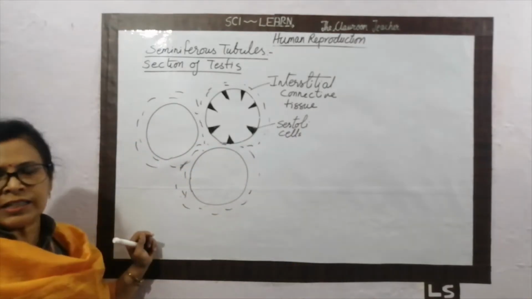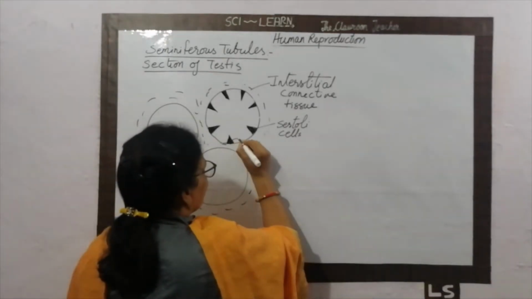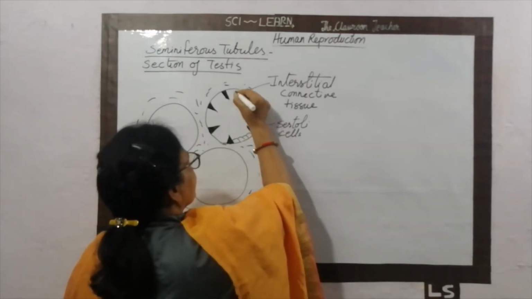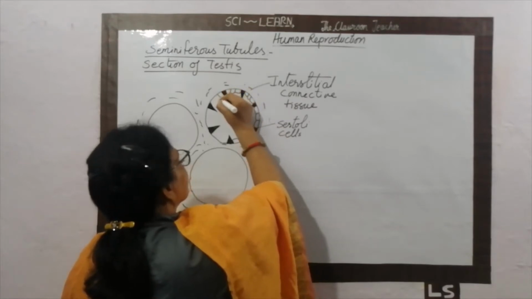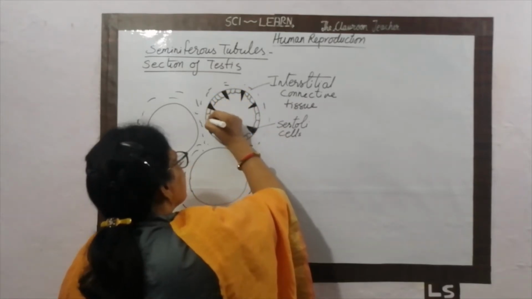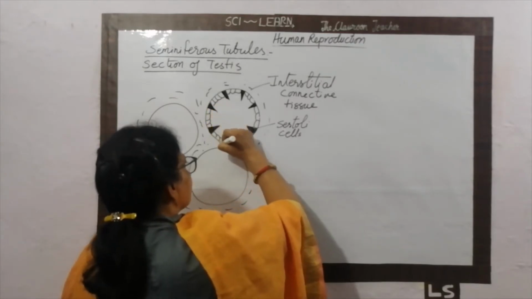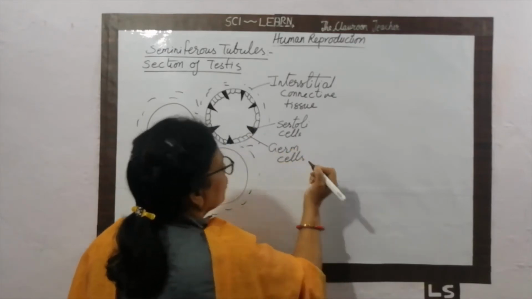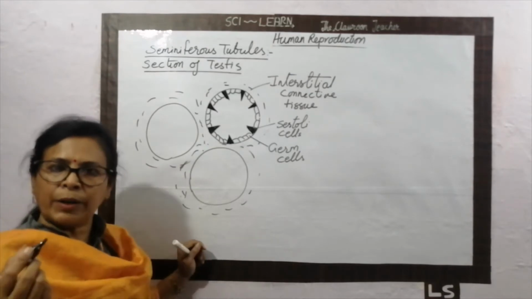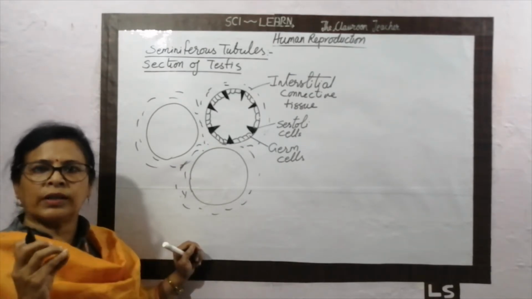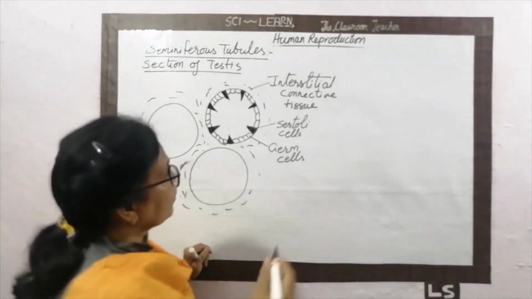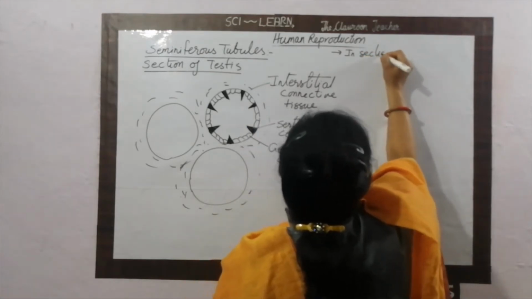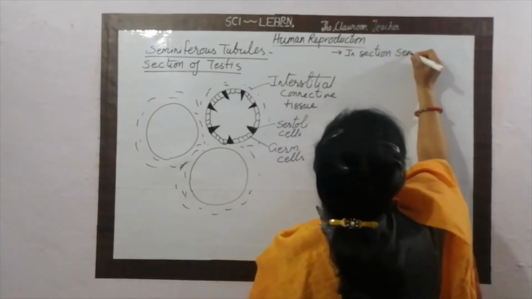And another type of cell is also present, in between this part. These cells are called germ cells. So the seminiferous tubule is actually made up of two types of cells, the Sertoli cells and the germ cells. We are going to write here all about the section of the seminiferous tubules.